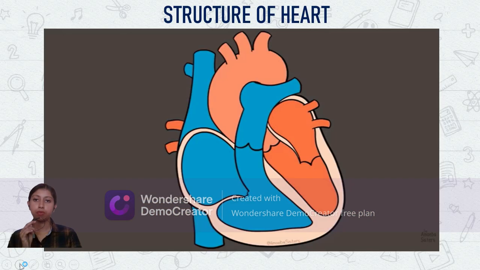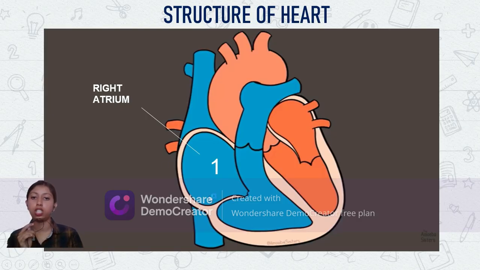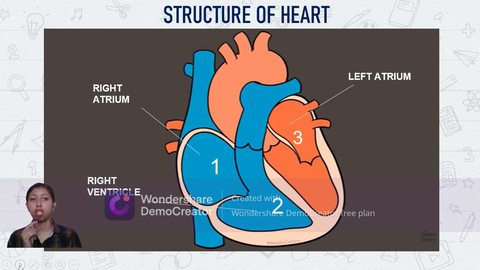Okay. So now if we take the structure of heart, this entire structure is divided into 4 different chambers. See, there are 2 chambers present towards the right side and 2 chambers on the left side. Towards the top region of the right side, we have the right atrium, and just below it there is the right ventricle. And towards the left side, there is the left atrium, and then the left ventricle.